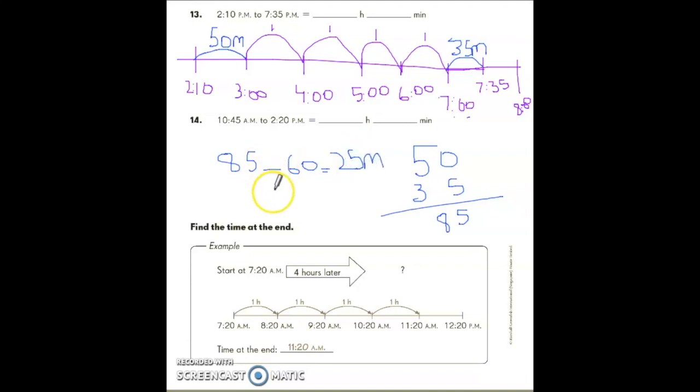So that's another hour. So I'm going to say 1, 2, 3, 4. 4 hours plus 1 more hour is going to give us 5 hours. And we have 25 minutes. So 5 hours, 25 minutes is our answer.